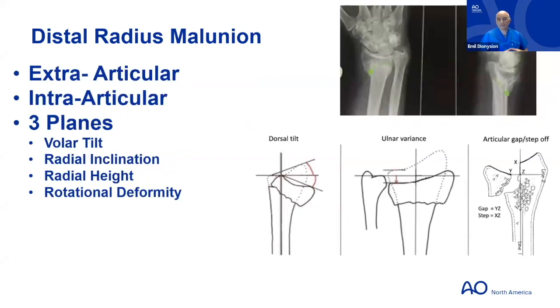Now, malunions could be of several types. It could be extra-articular, which is the most common. Then it could be intra-articular, or it can be combined. And remember, malunion can happen in multiple planes. It could be with volar tilt angulation. It could be radial inclination problems. It could be radial height change and shortening, and also could be a rotational deformity. And frequently, 3 or 4 components are involved here.